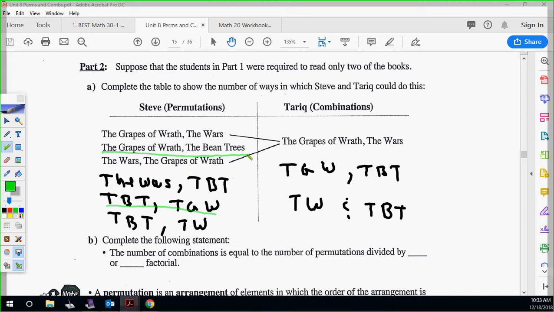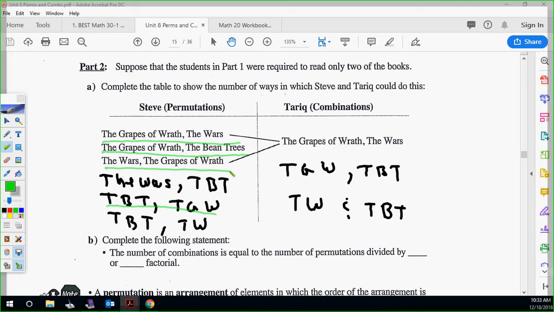Same thing here. So Grapes of Wrath and the Wars. Where's that here? Oh, it's right here. That's why. So you can see they're all paired on the left. The right is just simply the combinations of 2.